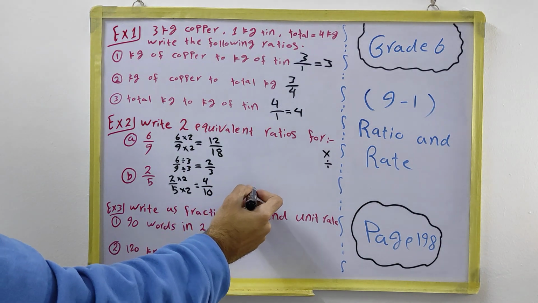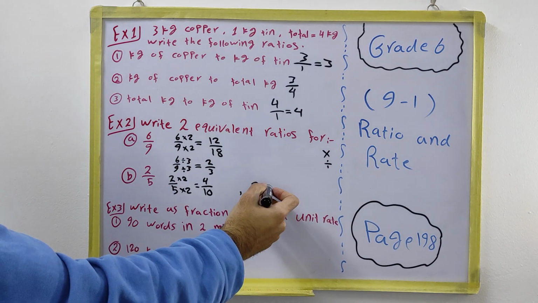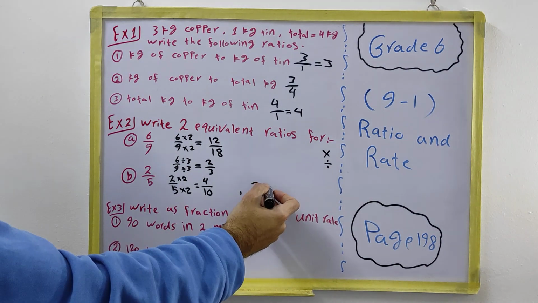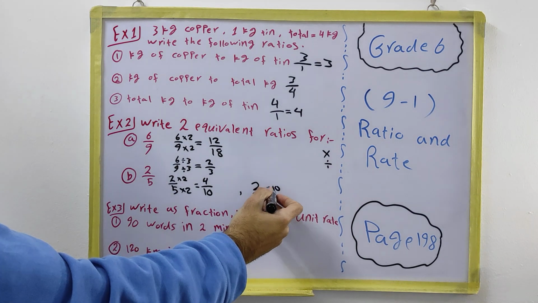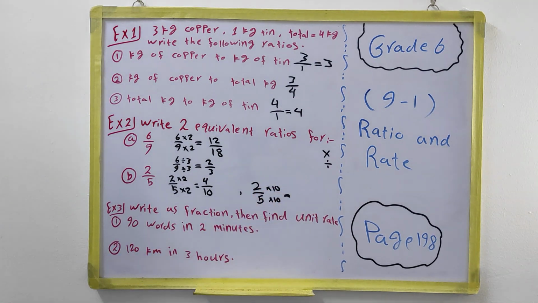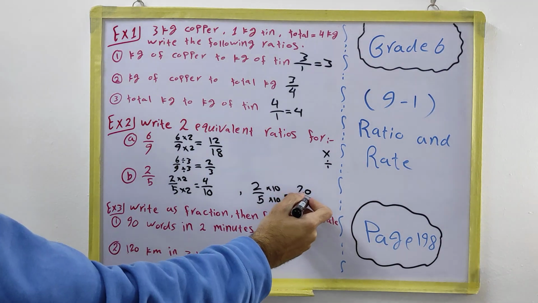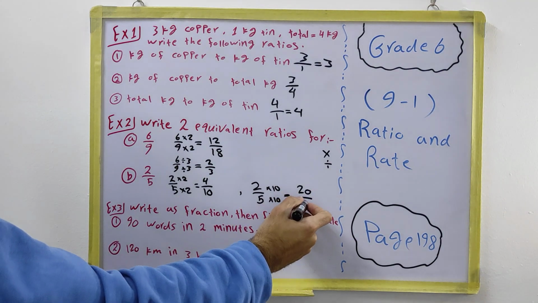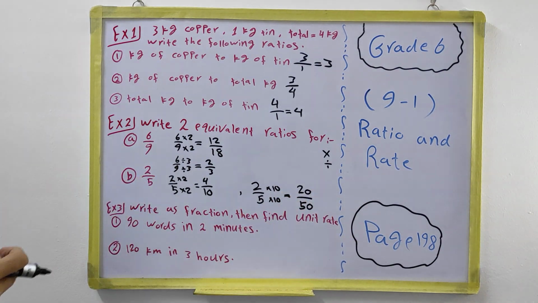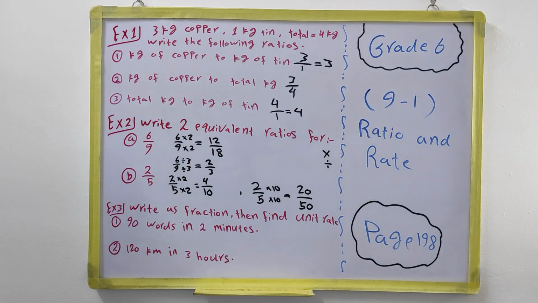To find another one for 2 over 5, this time I choose to multiply by 10. 2 multiplied by 10 is 20, and 5 multiplied by 10 is 50. So 20 over 50 is equivalent to 2 over 5. We found two equivalent ratios for 2 over 5.